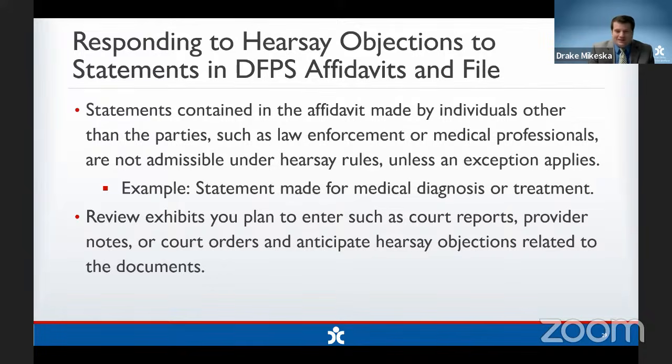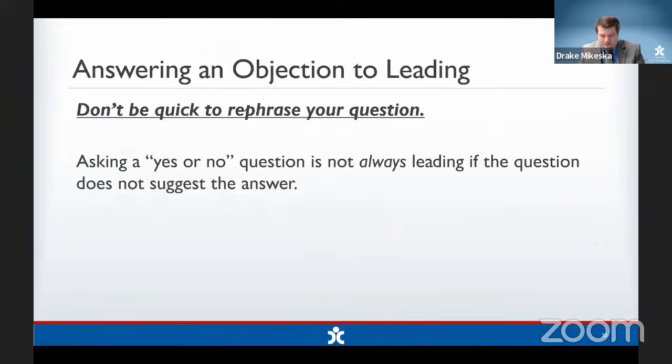Again, planning is key in this regard as far as being able to get things in on the record. So know what is going to possibly draw those objections, how you're going to overcome them. If you have the witnesses available to testify, obviously that's going to be preferred rather than relying on the document. And then next slide, please.